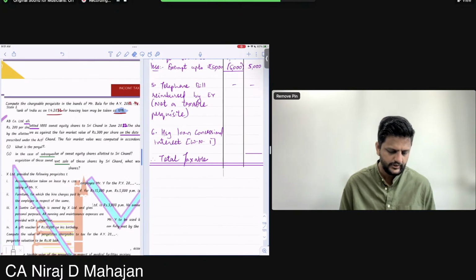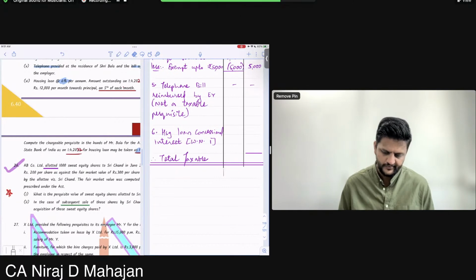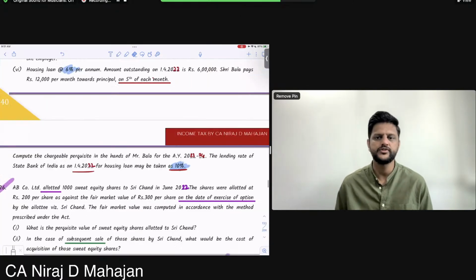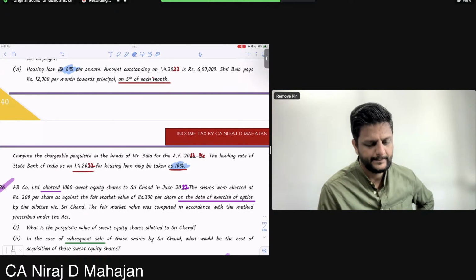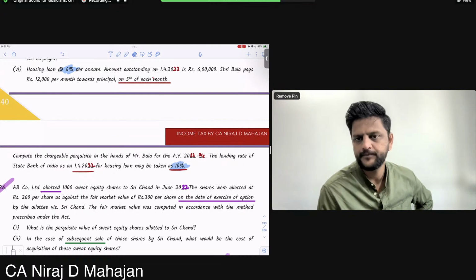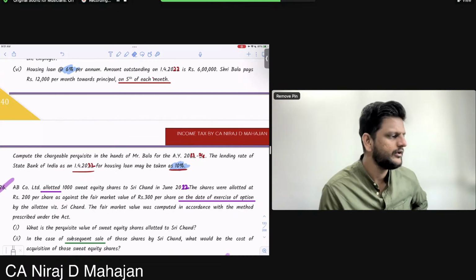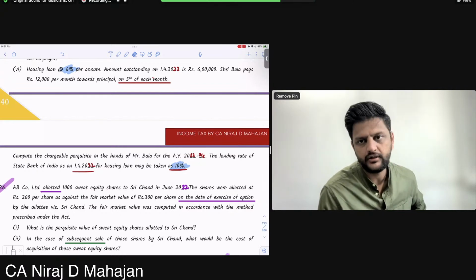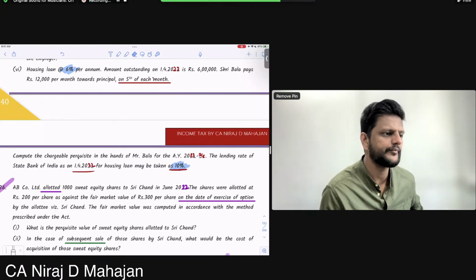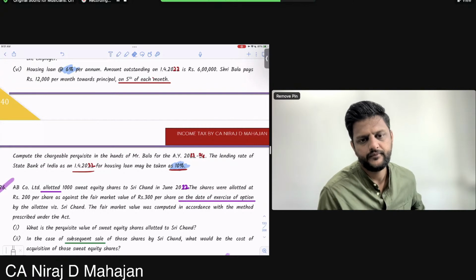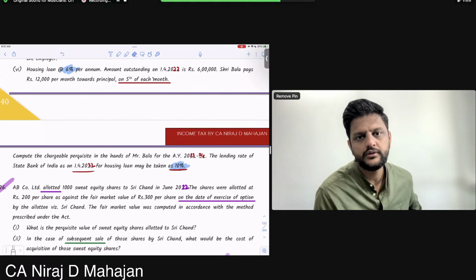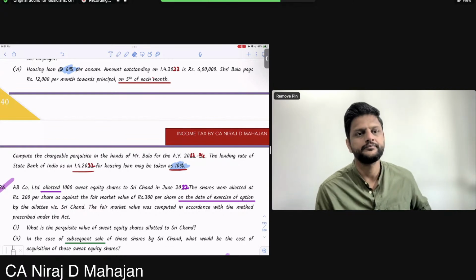Solve, bachcho. How much is the loan amount? Loan amount is 6 lakhs. That was the outstanding amount as on 1st April, the beginning of the year. And every month he's paying 12,000, but on the 5th of every month. So let me give you a small hint. For the month of April, on what figure will you charge interest? On 6 lakhs, 6 lakh 12,000 or 5 lakh 88,000? Tell me all of you.